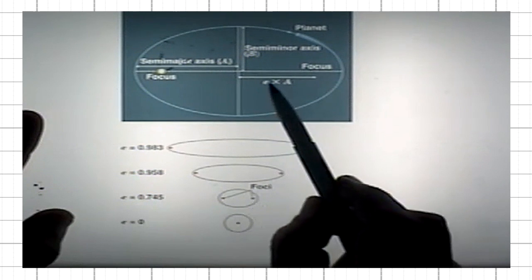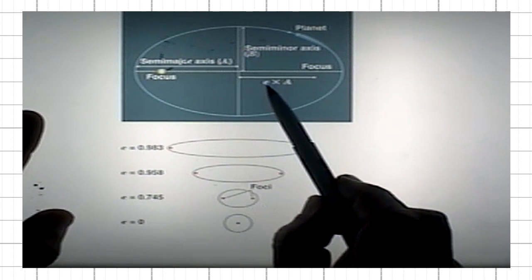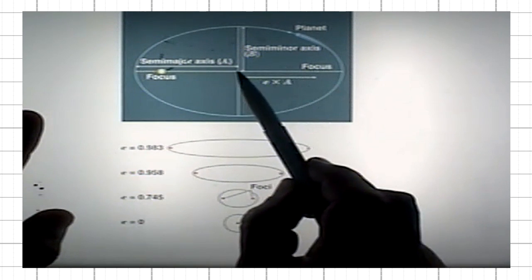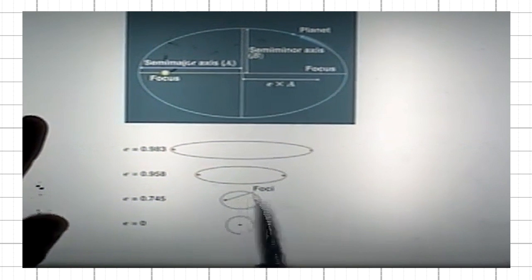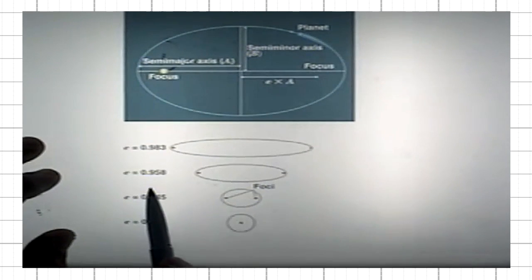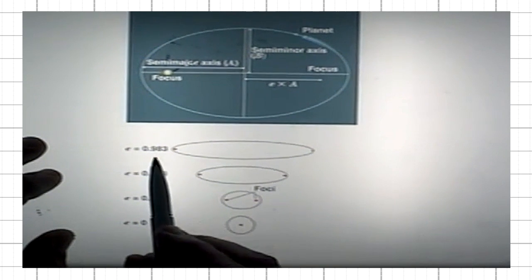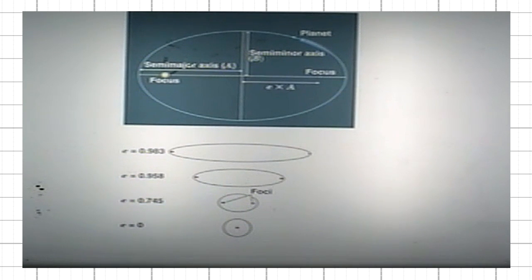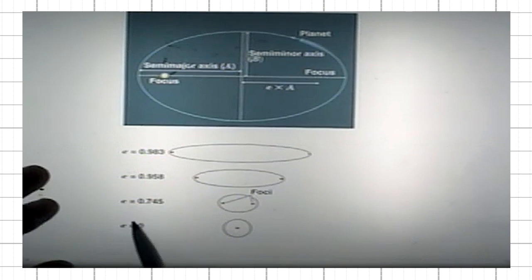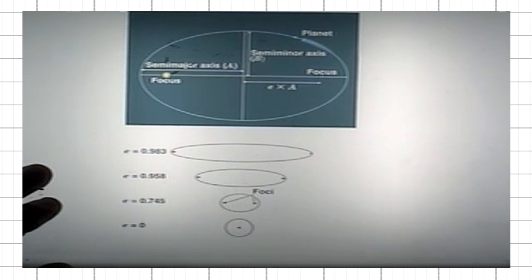So if eccentricity is 0, that means that the focus is right at the center, both of them, and in that case you get a perfect circle. So a perfect circle has 0 eccentricity. If you increase it, then your curve becomes more deformed, and as eccentricity increases towards 1, the curve becomes more and more squashed, more and more elongated. So it is this number, eccentricity, that characterizes the shape of the ellipse.